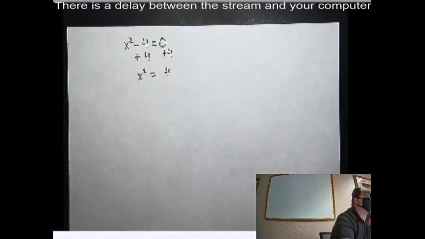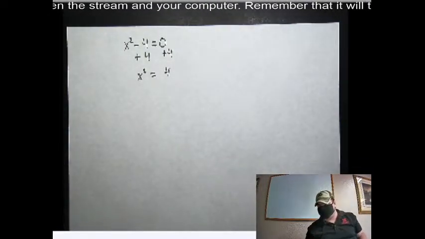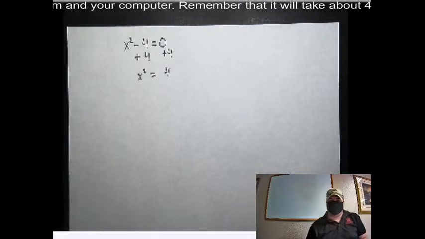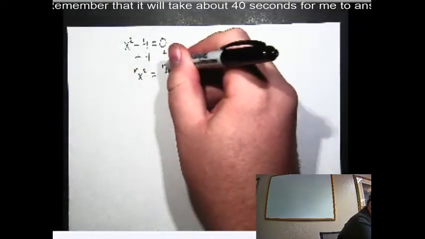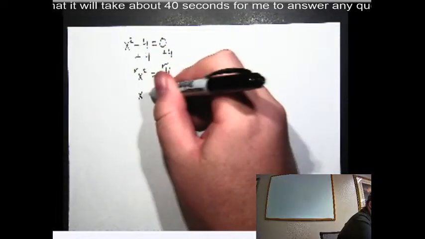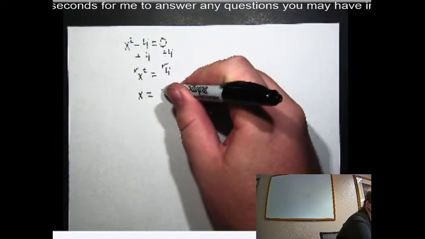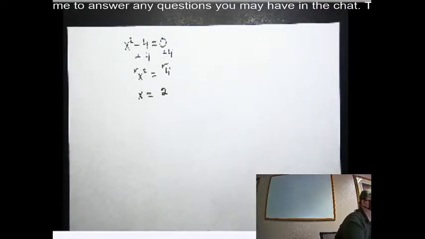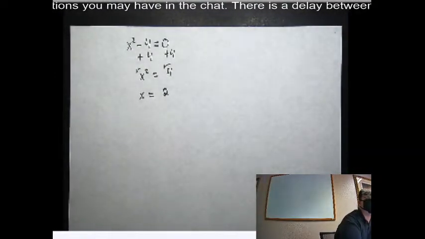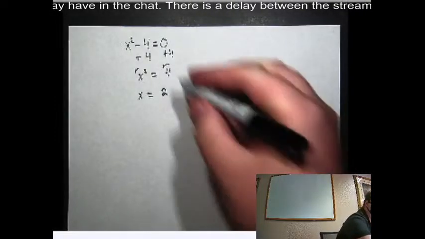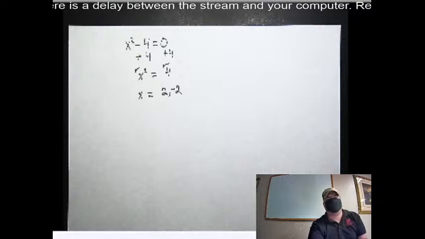And then what do we do to get that square off of x? Square root. Good. So we take the square root of both sides. Now we have x equals what? 2, that's true. There's another answer though. Does anybody remember? We've talked about it before. Negative 2, yeah. Okay.